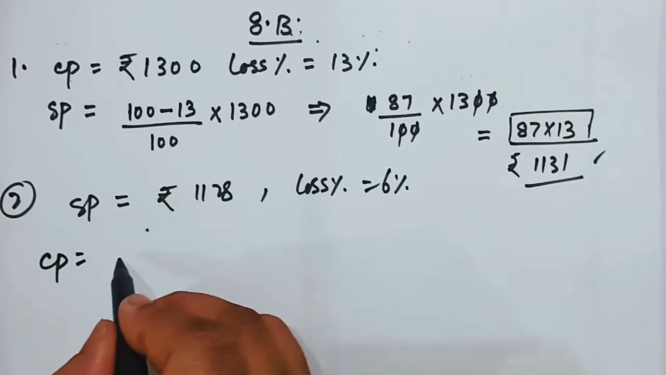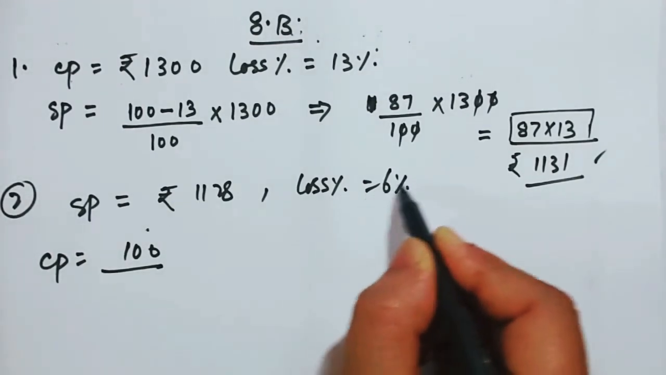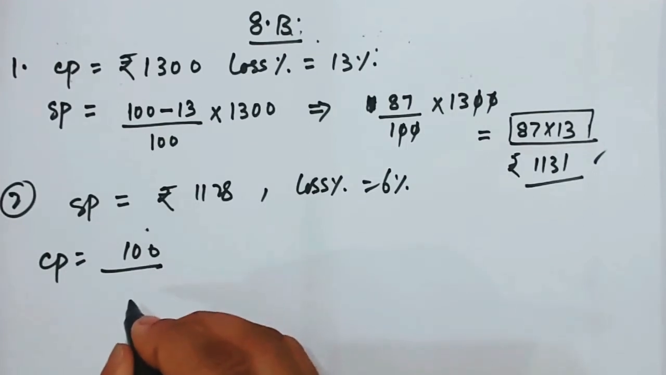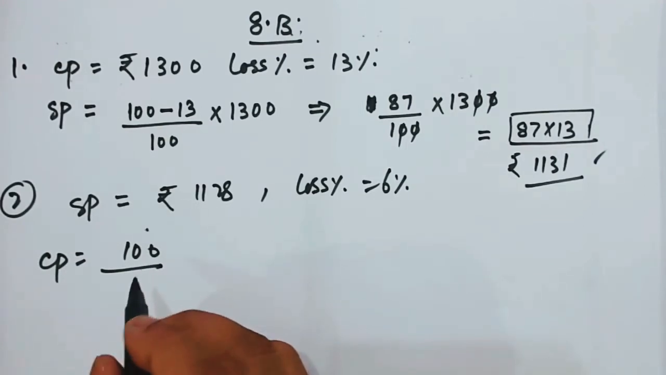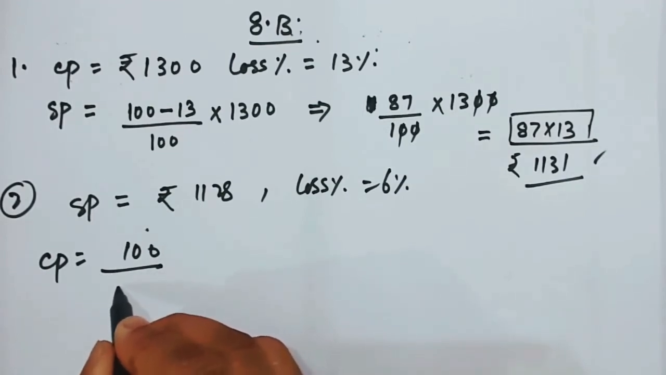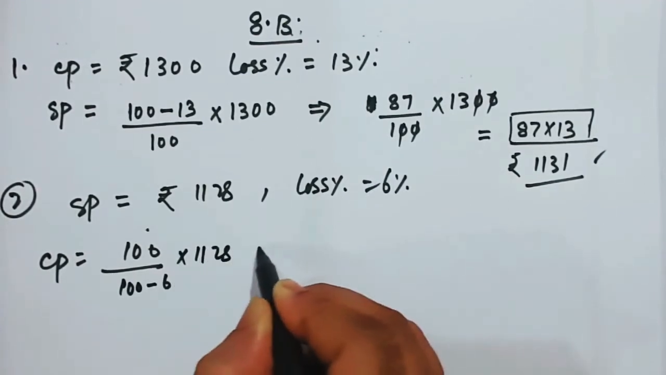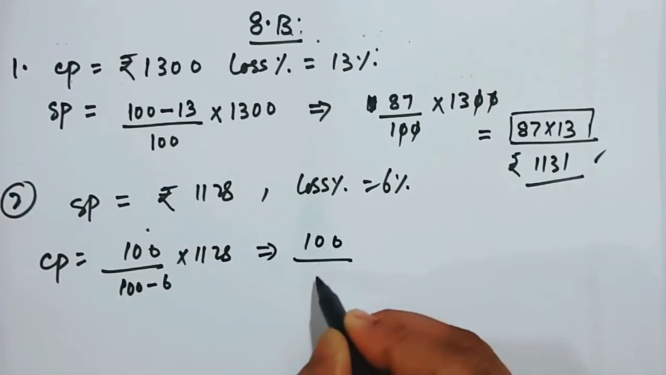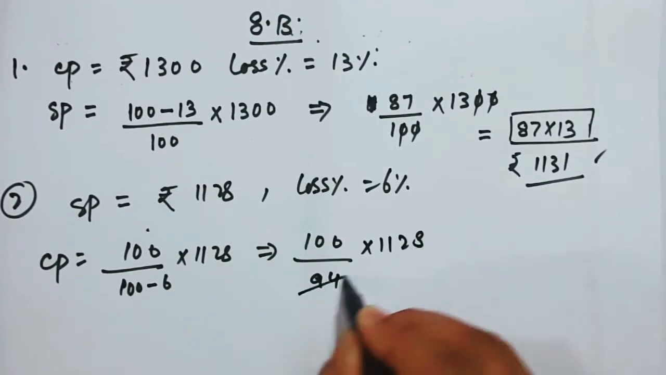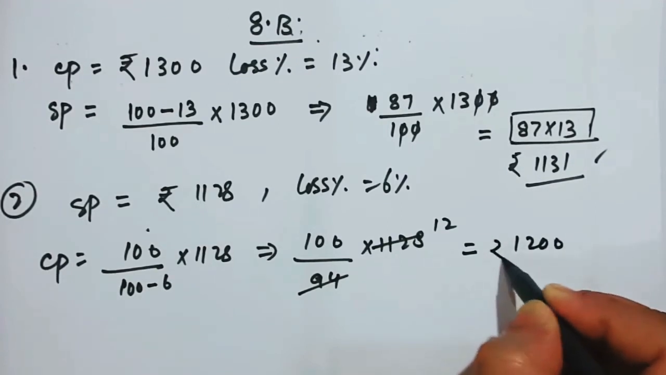So in cost price, what was the formula? 100 by 100 minus loss. So 100 minus 6 is equal to how much? 94, no? Or let me write 100 by (100 minus 6) into 1128. So 100 by 94 into 1128. And here you find that on cancellation you will get rupees 1200.